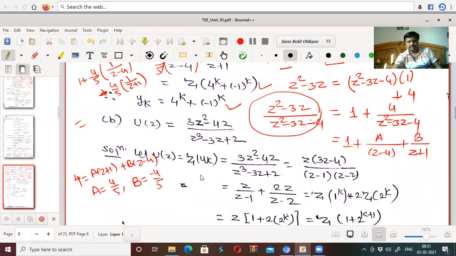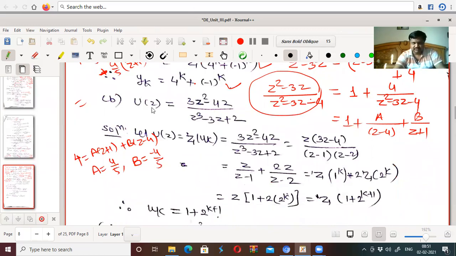It is like that. Similarly, we can obtain the sequence whose z transform is this one: 3z square minus 4z upon z cube minus 3z plus 2. Again, let z of uk be this one.